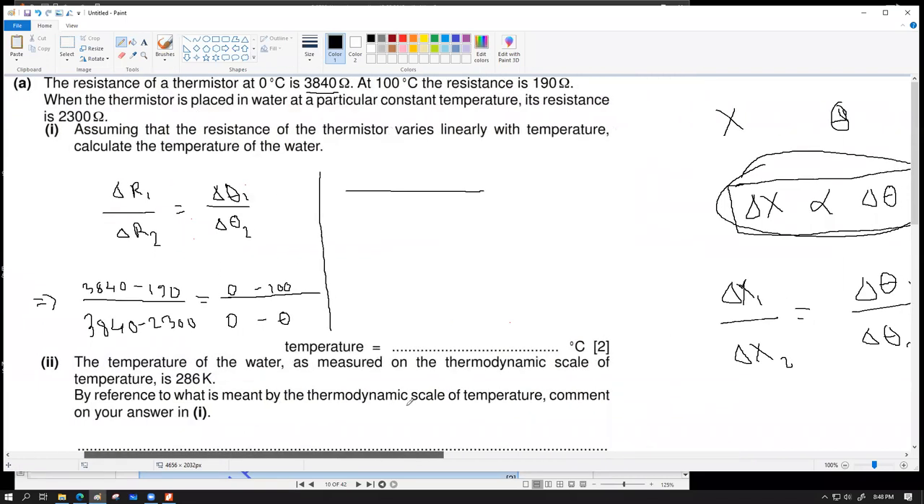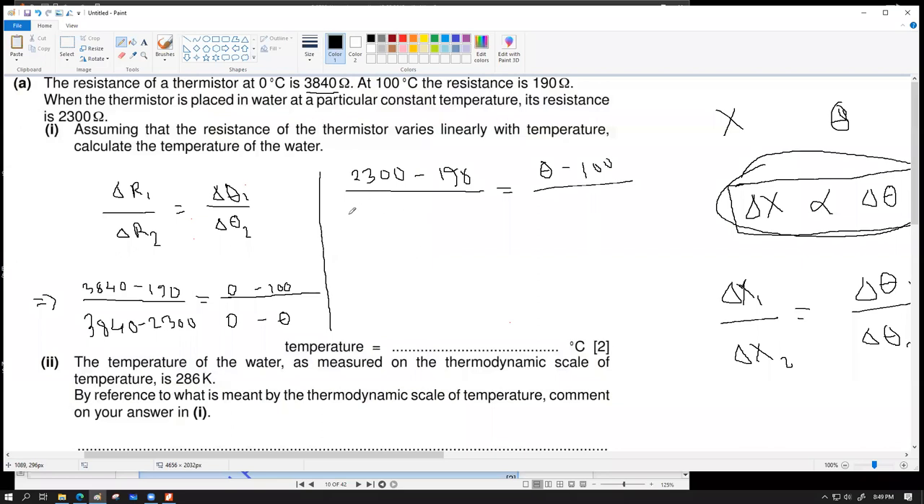So let's say if I want to do the whole experiment with a different set of equation, let's say if I want to go by 2300 first, which you can do as well. Let's say 2300 minus 190. So if I write the 2300 over here, this is my unknown. So I'm going to write the unknown temperature theta over here. And 190 was relevant for 100 degrees. So I'm going to minus 100 over here. And then I use any of the two information over here.